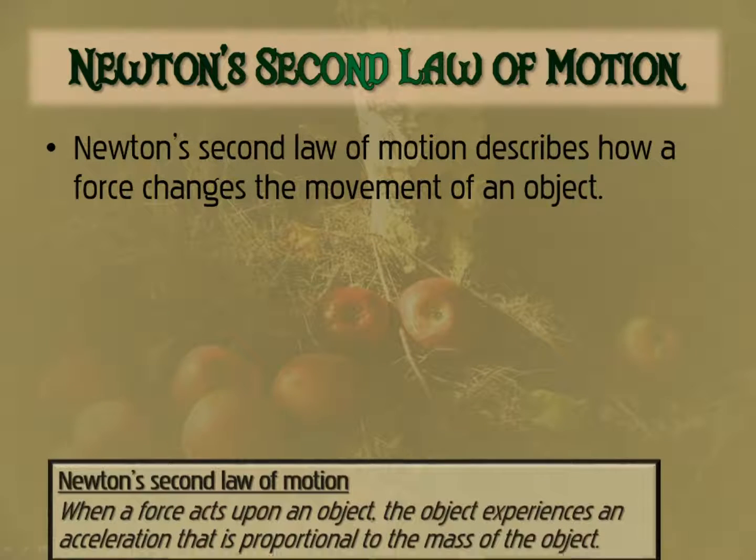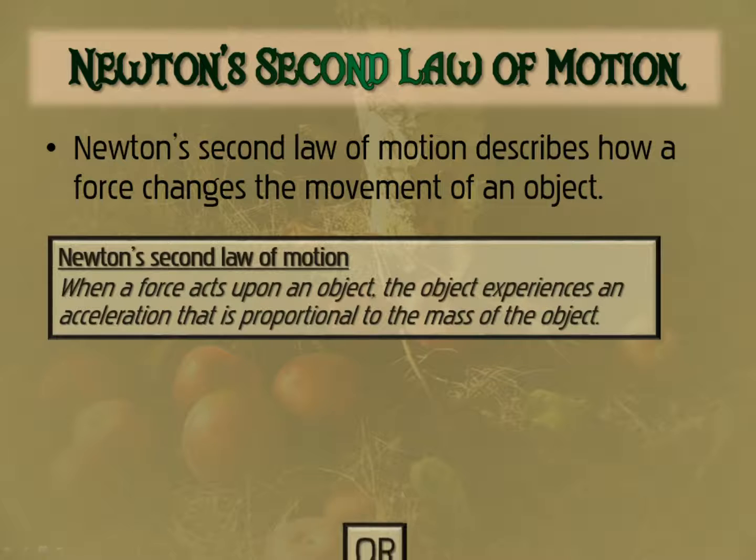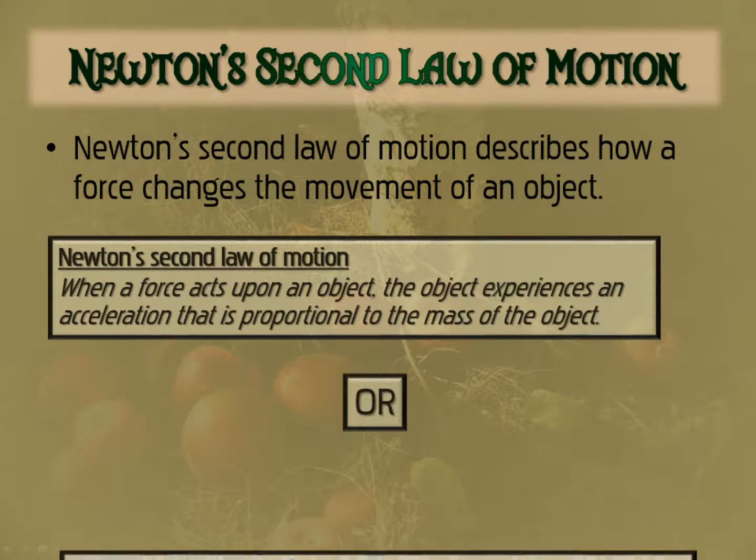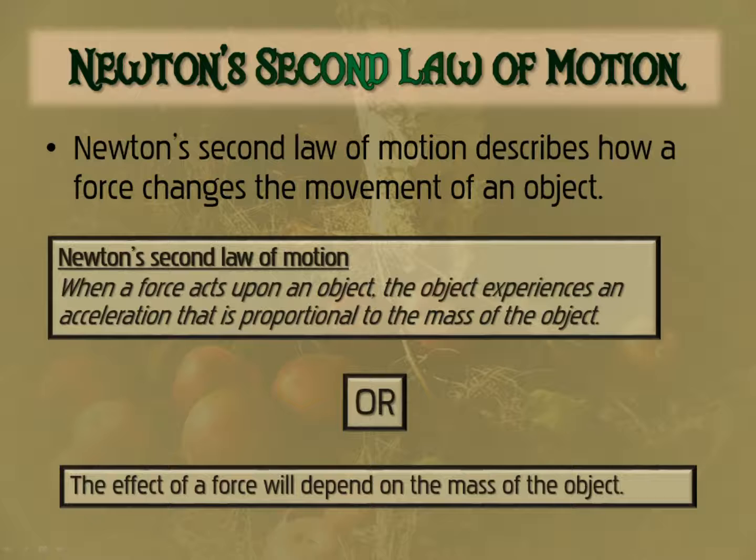Why is this? So what Newton's second law does is describe how a force changes the movement of an object, and as we can see, one of the important things about the object is its mass, so heavier objects are affected differently. So when a force acts upon an object, the object experiences an acceleration that is proportional to the mass of the object. So another way of saying that is the effect of a force will depend on the mass of the object.